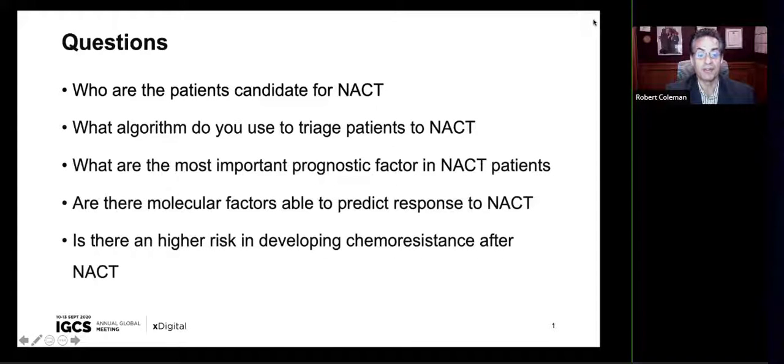Manner just mentioned, are there molecular characteristics that can help not only predict the response to neoadjuvant chemotherapy, but ultimately whether or not there's the emergence of chemoresistance? And so Anna, I'll ask you to take it away and address these questions.